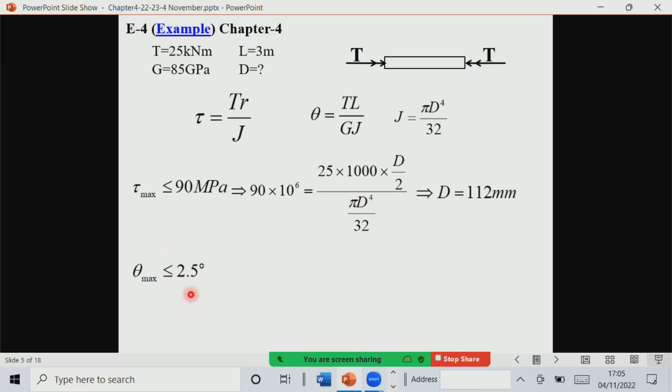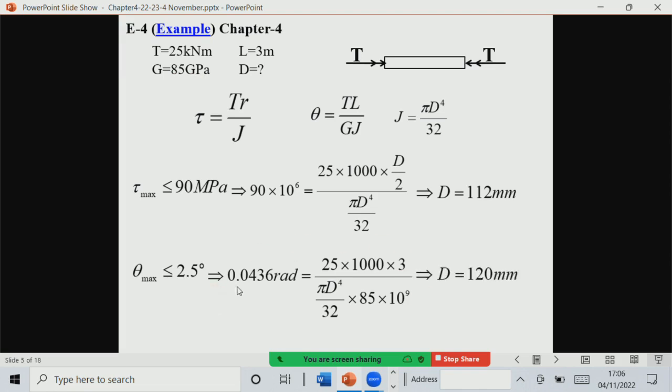The angle of twist should remain less than 2.5 degrees. So the first thing is to convert this to radians, because this equation only works when theta is in radians. So I convert 2.5 degrees to radians. The torque applied is equal to 25 kilonewton meters. So 25 times 1,000 gives us newton meters. Length is 3 meters, so I kept everything in newton and meter. So this is the polar second moment of area, and since everything is in newton and meters, I've used G, 85 gigapascals, as 85 times 10 to the power of 9. So from this relation, we have the diameter of 120 millimeters. So if I've got 120 millimeters, it satisfies this condition and also satisfies the top condition.